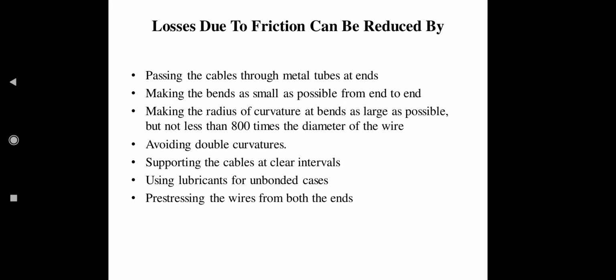With the increase in the bend, there is an increase in the loss due to friction. Hence, we should provide as few bends as possible, making the radius of curvature at the bends as large as possible but not less than 800 times the diameter of the wire. So the radius of curvature at the bend should be more, and it should not be less than 800 times the diameter of the wire.